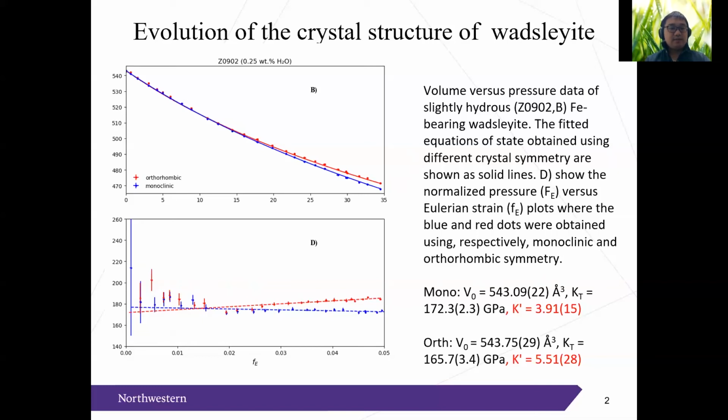The blue lines are obtained by using monoclinic symmetry, and the red lines using orthorhombic symmetry. We can see the two lines do not overlap with each other, which indicates that orthorhombic symmetry does not represent the true nature of wadsleyite, and the equation of state is somehow deviated from the right ones. And from this, we probably need to revisit some of the equations of state published in the early years, especially those obtained above 10 GPa.